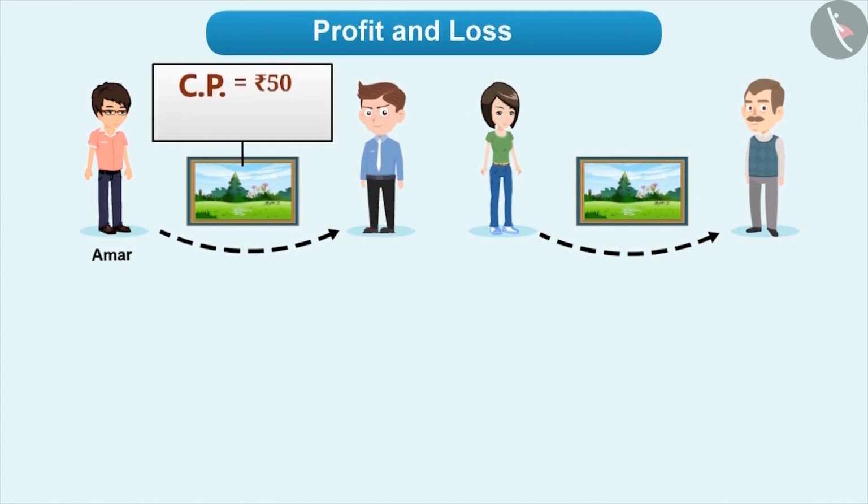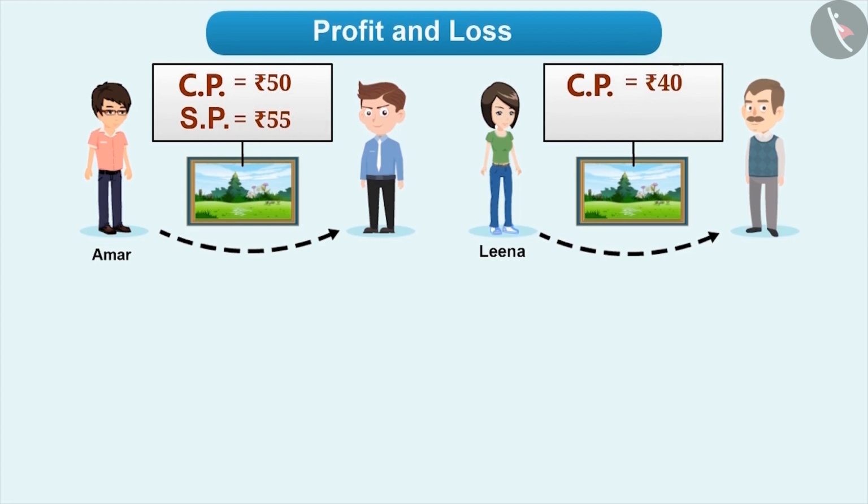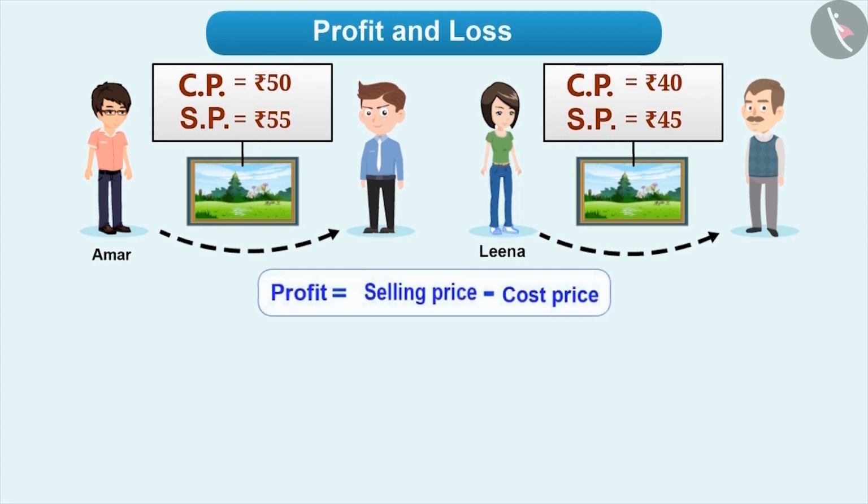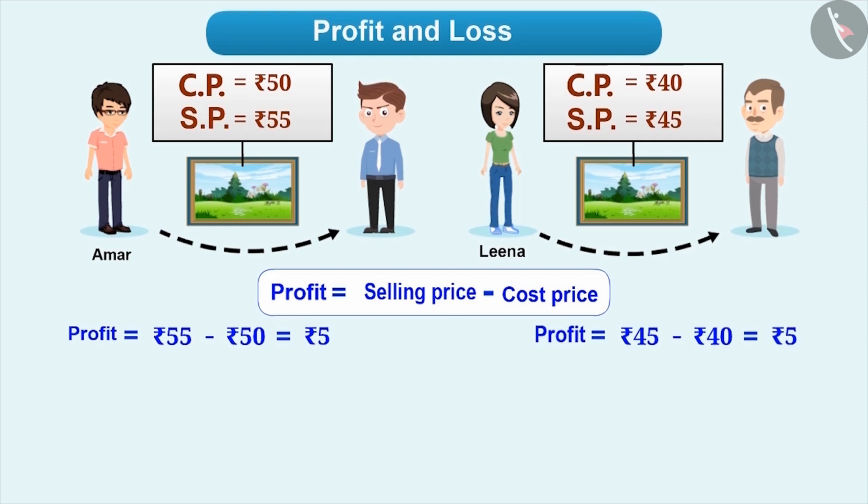Let us suppose Amar purchased a photo frame for 50 rupees and sold it to his friend for 55. Leena also purchased a similar photo frame for 40 rupees and sold it to another person for 45. So tell me who gets more profit. Profit of Amar is equal to selling price minus cost price, which is equal to 55 minus 50, which is 5 rupees. Similarly, for Leena, selling price minus cost price is equal to 45 minus 40, which is again 5 rupees. Can we say that both get equal profit? Think for a while.